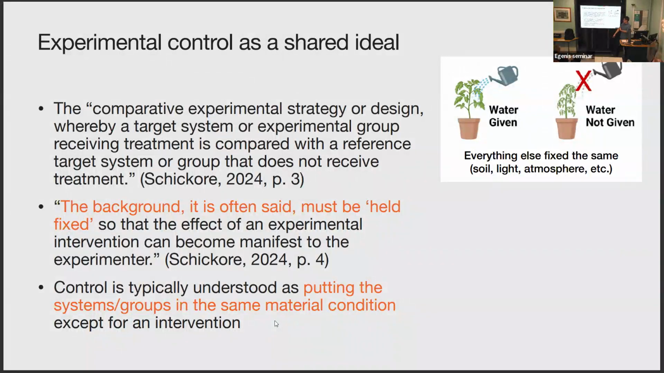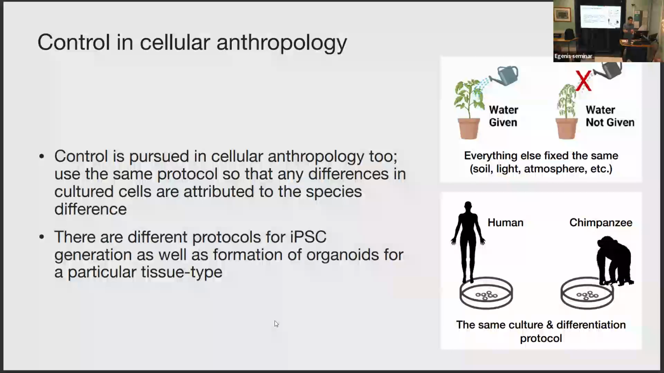And I would say control is typically understood as putting the systems or groups in the same material condition, except for an intervention like this. Now, in cellular anthropology, too, control is pursued. Researchers try to use the same protocol so that any differences in cultured cells are attributed to the species difference. You can see them analogously. They make human iPS cells and chimpanzee iPS cells. They try to use the same culture and differentiation protocols so that any differences discovered between these models must be attributed to the species difference.